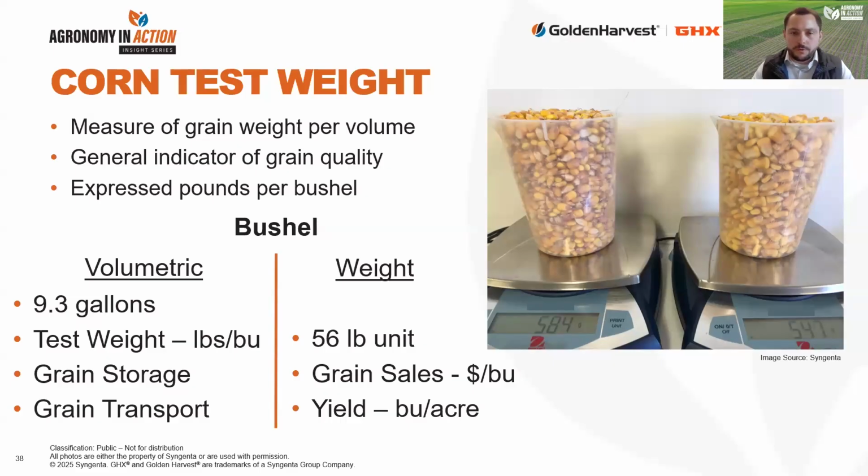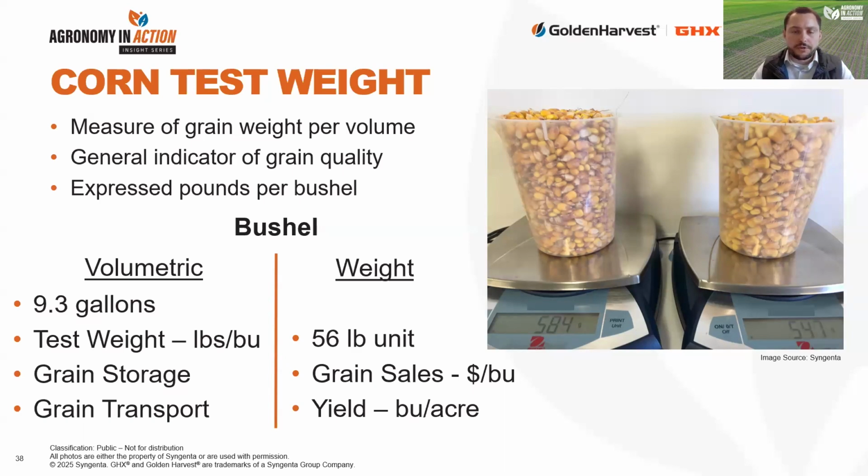But there's also a bushel in which we can talk about weight. And weight in terms of a bushel of corn is 56 pounds. For our different grains, there are different weight units. And we use this to determine yield and to determine grain sales.